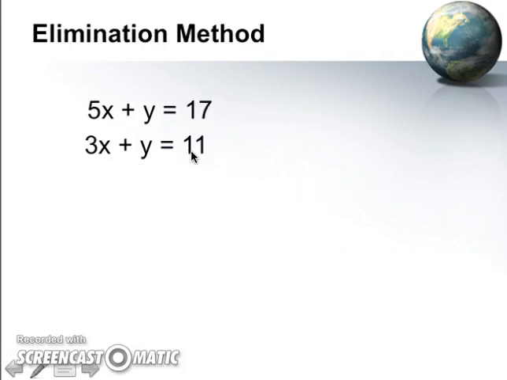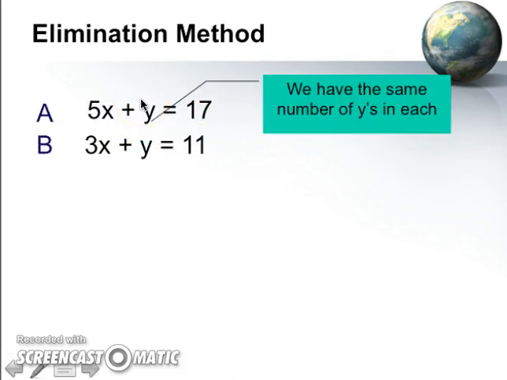Now let's look at another example. Similar to the last one, 5x plus y is 17 and 3x plus y is 11. Here, the numbers in front of the y's are again the same. We've both got 1 here, but this time both the signs are positive, plussing, adding. So if we want to try and get rid of the y, we could take this equation and subtract this equation from it. Then we've got y, take away y, which would get rid of our y's.